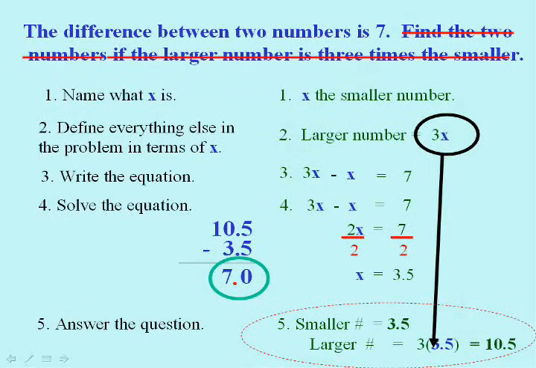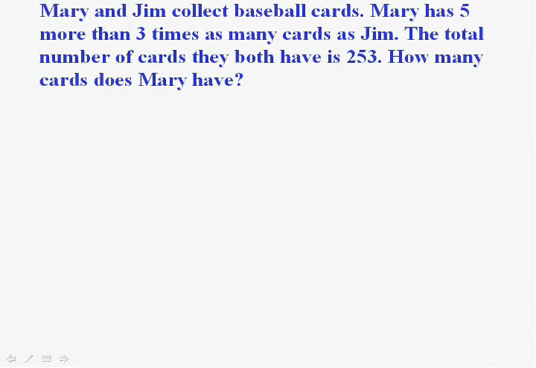Now let me do one more. We'll write it down, and we have Mary and Jim collecting baseball cards. Mary has 5 more than 3 times as many cards as Jim. The total number of cards they both have is 253, and they want to know only how many cards does Mary have. This is an especially tough one.